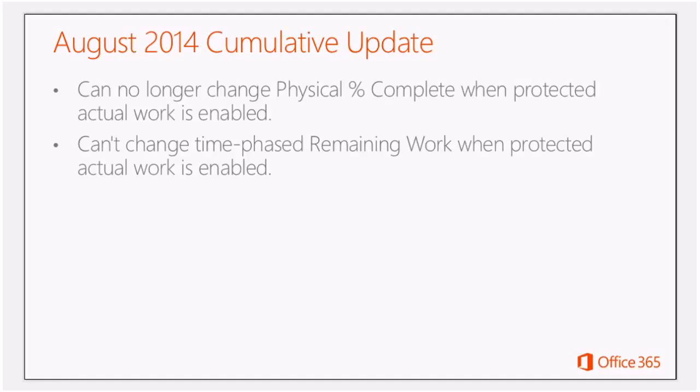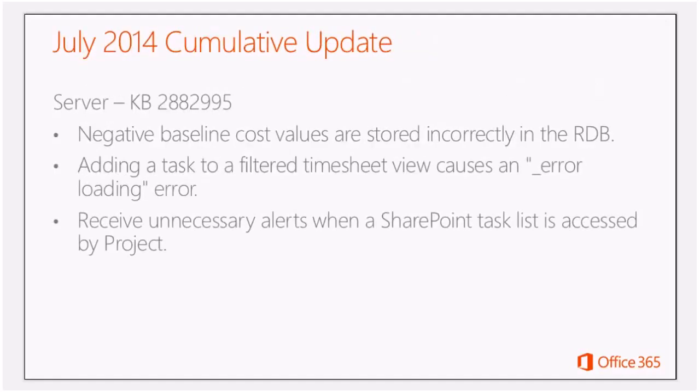Now moving on to July, this was actually a fairly small release, and this was the first monthly release that we went to. So after the June cumulative update, then we started with the monthly releases. The first one is that if you have baseline or negative baseline cost, then it wasn't stored in the reporting database correctly. In fact, it was always being stored as 0. So that was obviously not correct.